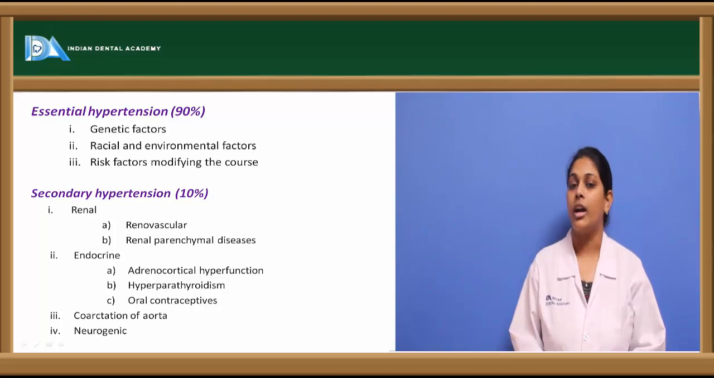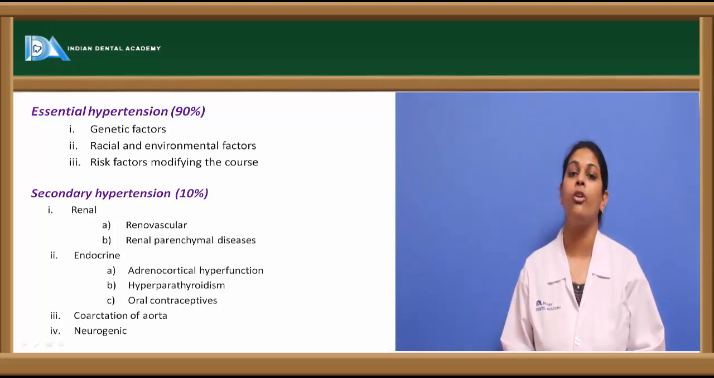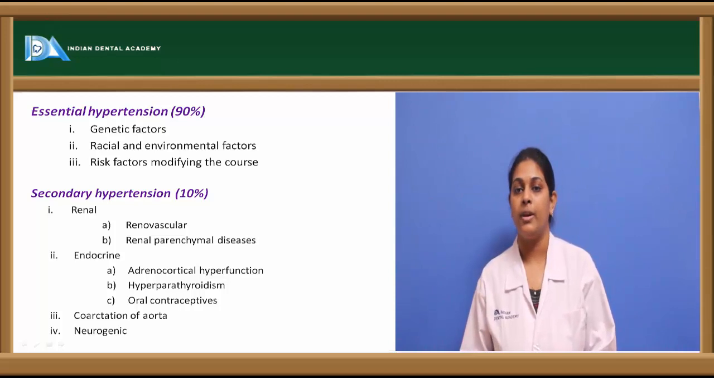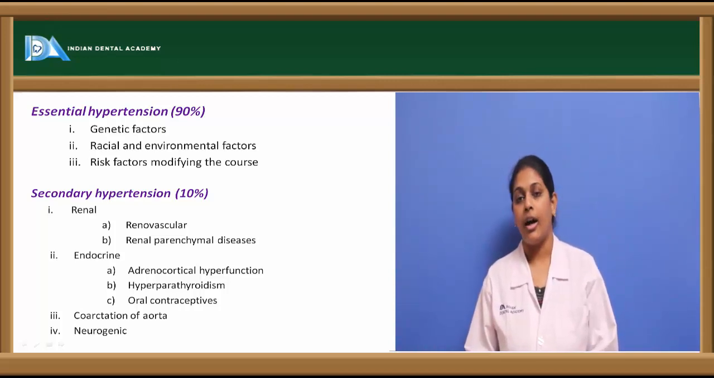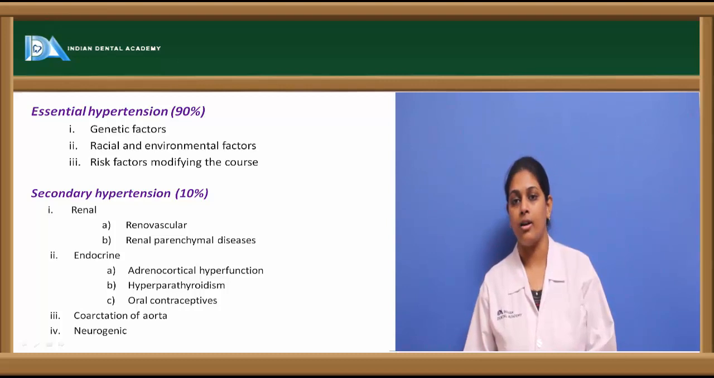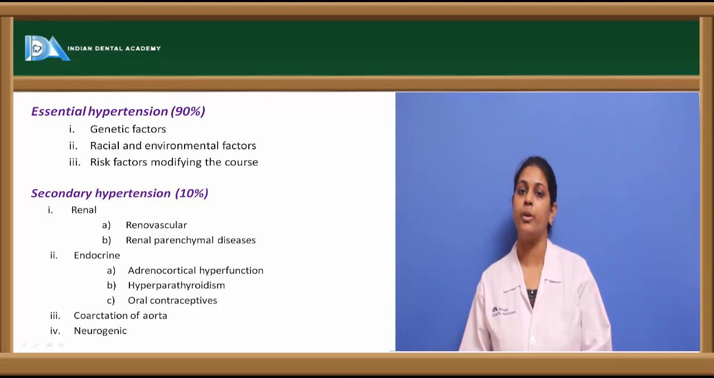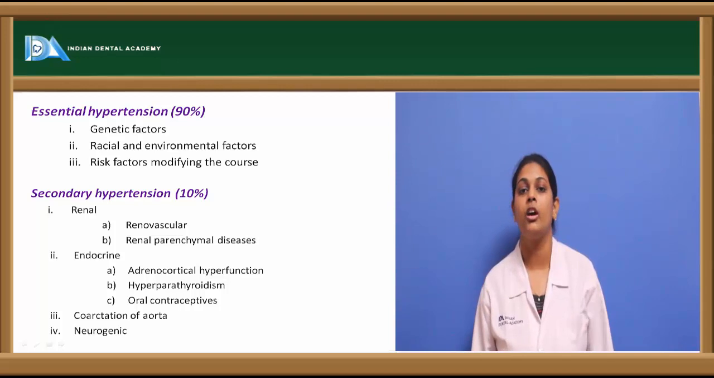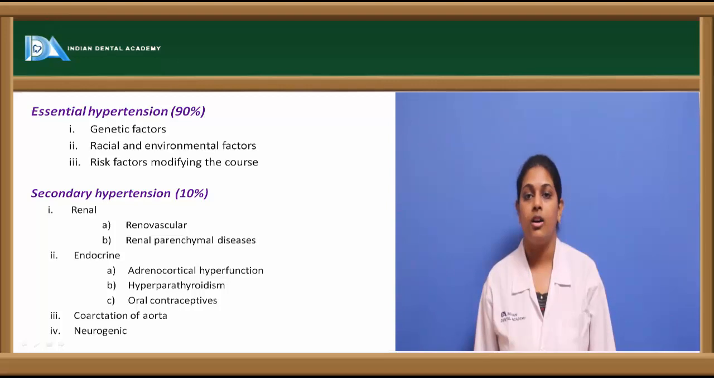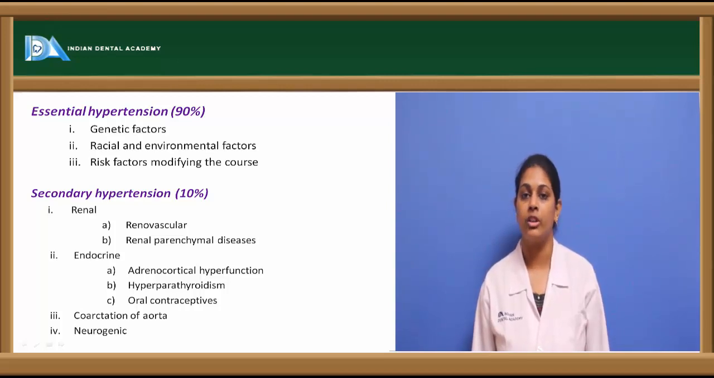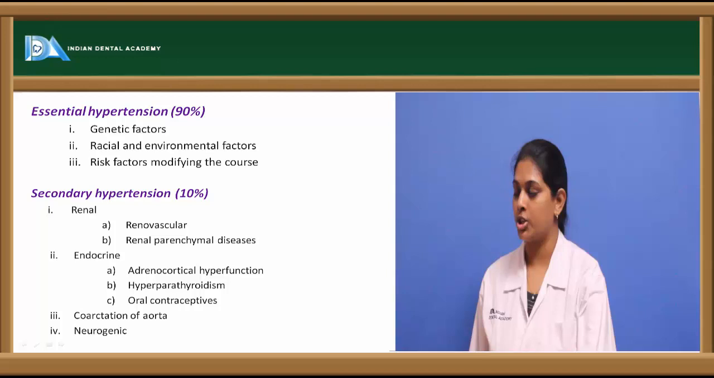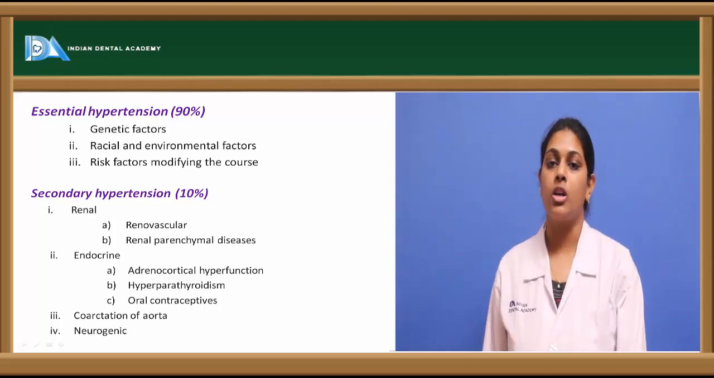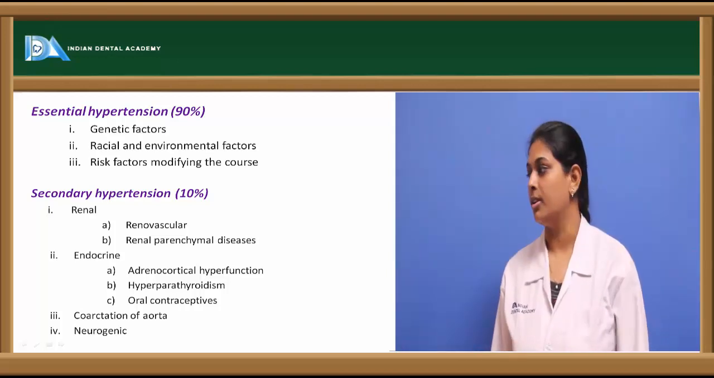Other than that, conditions such as hyperparathyroidism and intake of oral contraceptives can also help in developing secondary hypertension. And coming to the aorta, that is the vasculature, coarctation of the aorta can also develop hypertension because of the altered blood circulation. And neurogenic causes, because of the decrease in cardiac output, which in turn indirectly affects the cerebral system, can also cause neuropathy, that is disease in the neurological system, and is one of the causative factors for developing secondary hypertension.